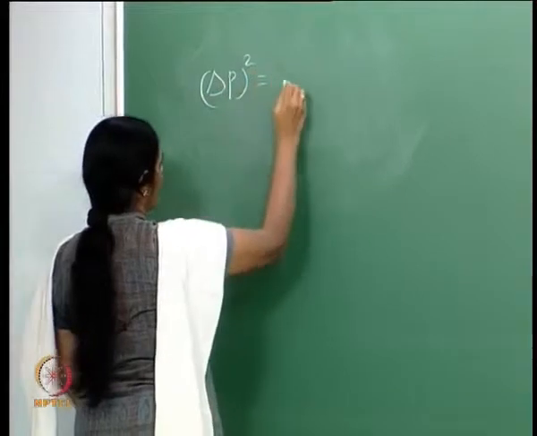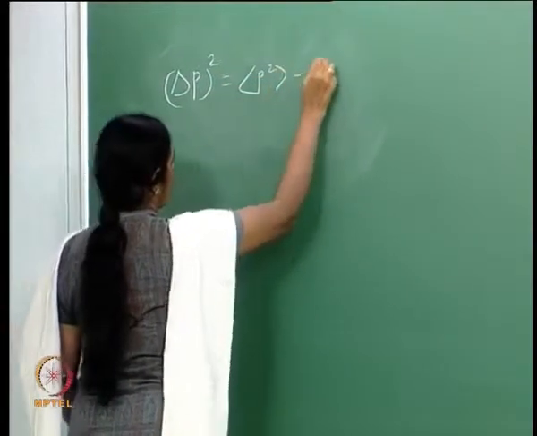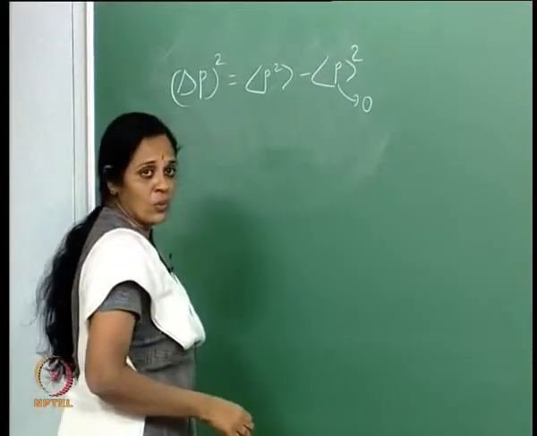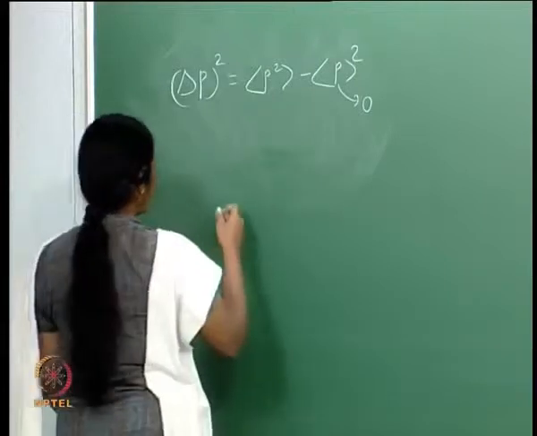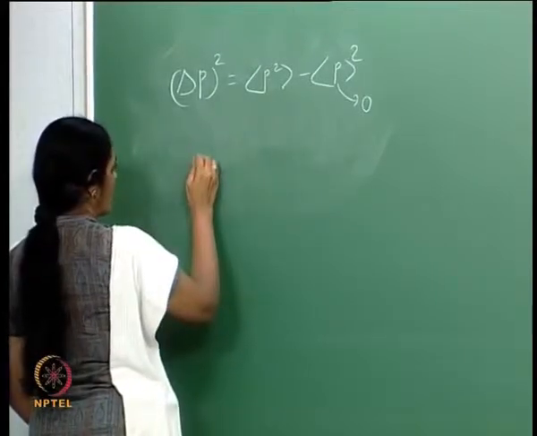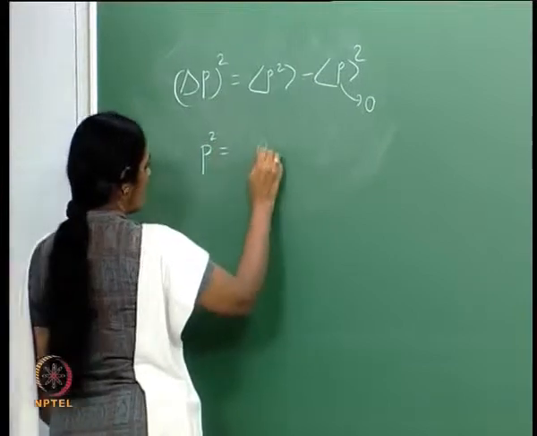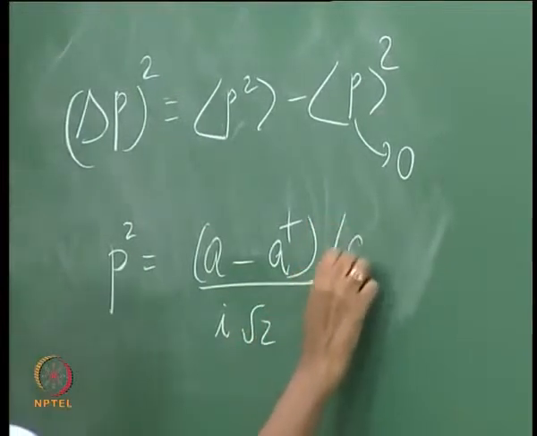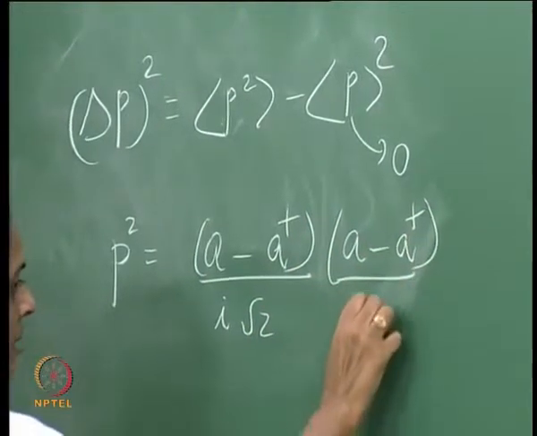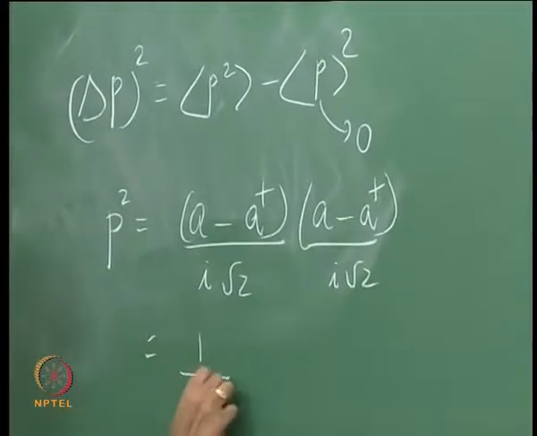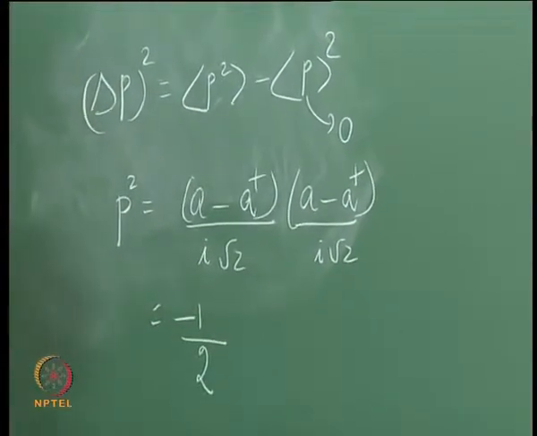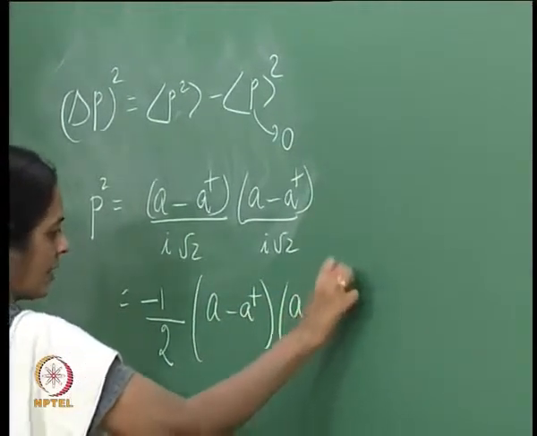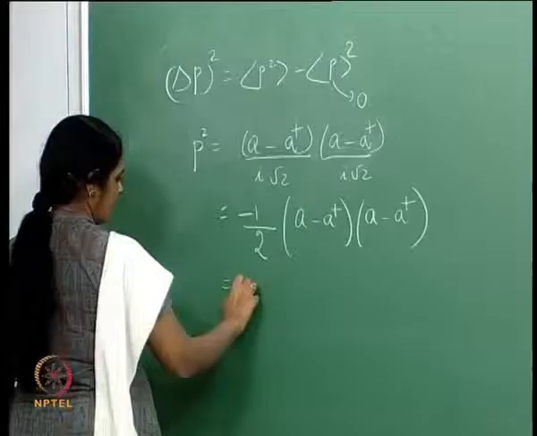Delta p the whole squared is expectation p squared minus expectation p the whole squared. We have just shown that this object is 0 in any state n of the oscillator, and therefore, I need to compute expectation p squared. P squared is (a minus a dagger)/(i root 2) times (a minus a dagger)/(i root 2), and this object is minus half (a minus a dagger) times (a minus a dagger).